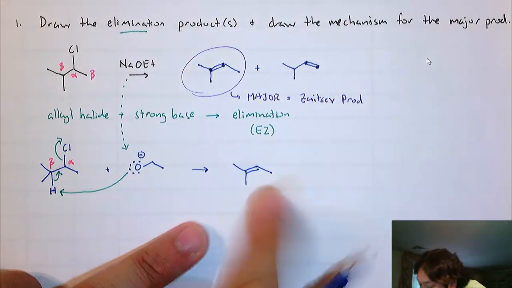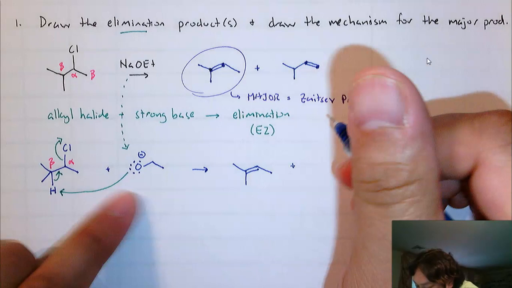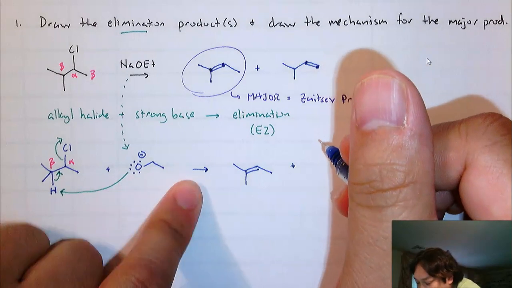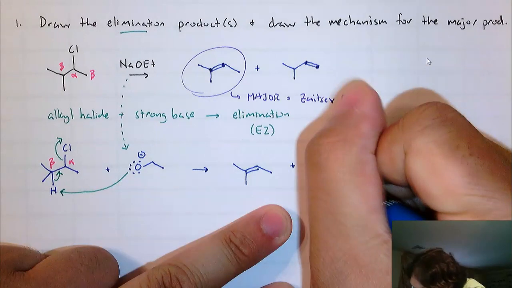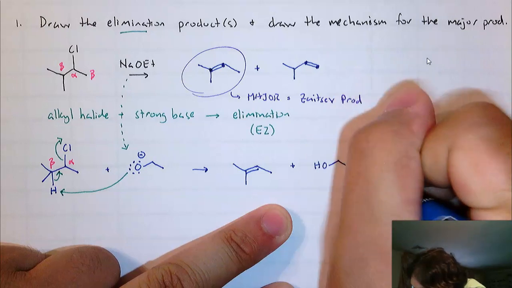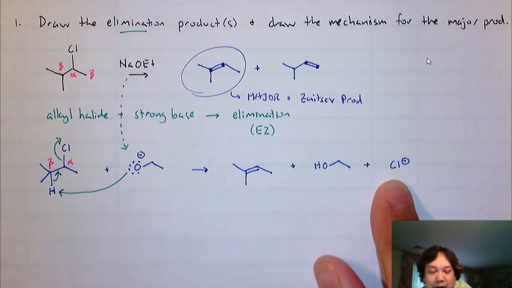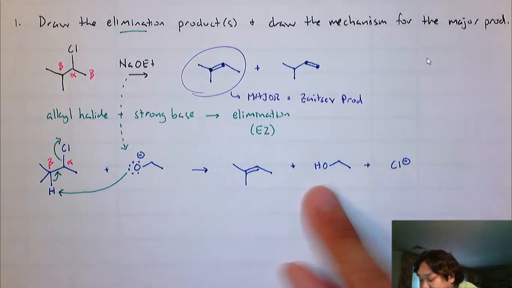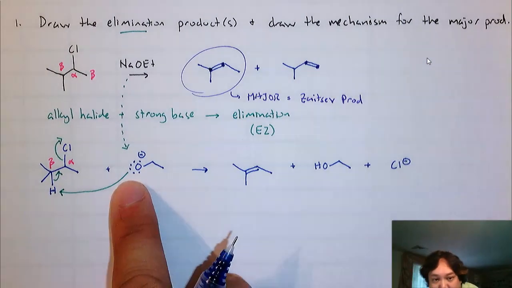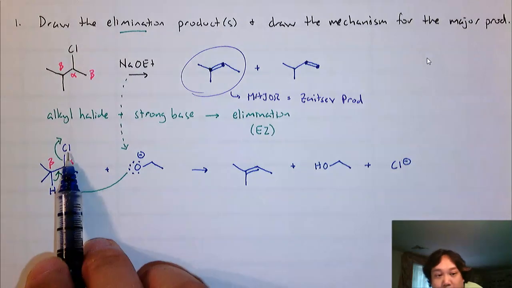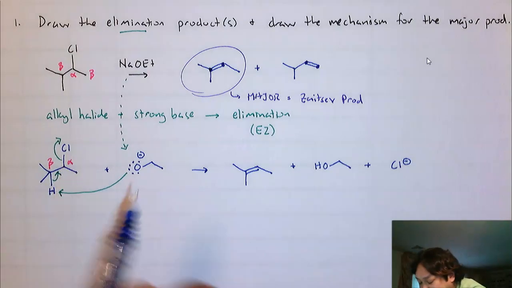That's your product. If you want to draw out all the products of a step, then you also produce this ethanol, and you also kicked out a chloride. You don't have to draw the lone pairs if you're not using them with a mechanism arrow. So you notice that I didn't draw the lone pairs on chlorine, but I definitely drew the lone pairs for oxygen.